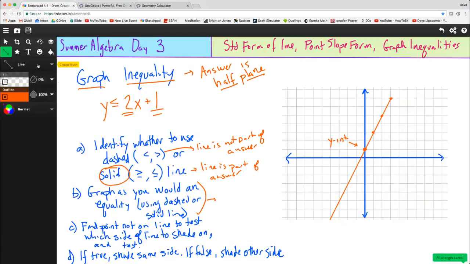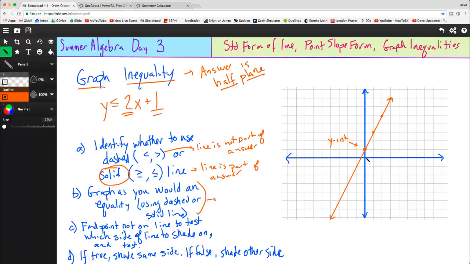Okay. Put our arrows to indicate it goes infinitely in either direction. Now, so we've done the solid line. Now we're going to find a point not on the line to test whether it's true or not. If it's true, it will shade that entire side of the line.